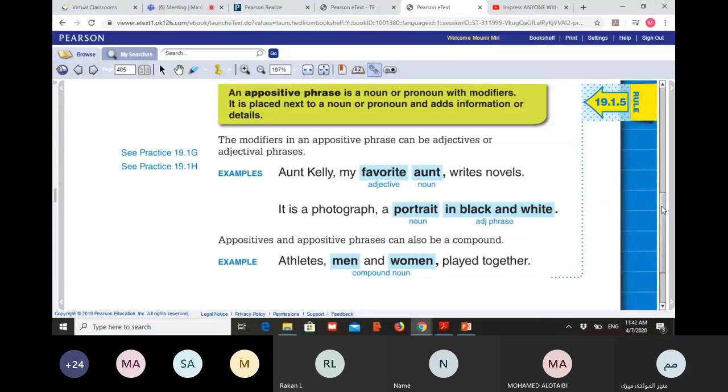Abdul Majid? Okay, Mohammed Shawi, can you read, please? Yes, teacher. Sorry, teacher, sorry.